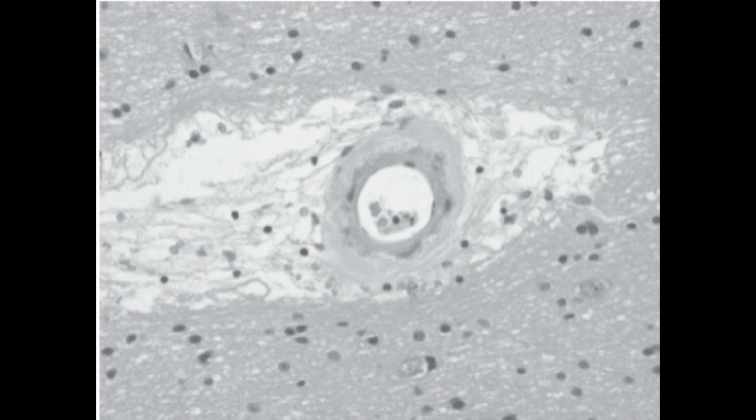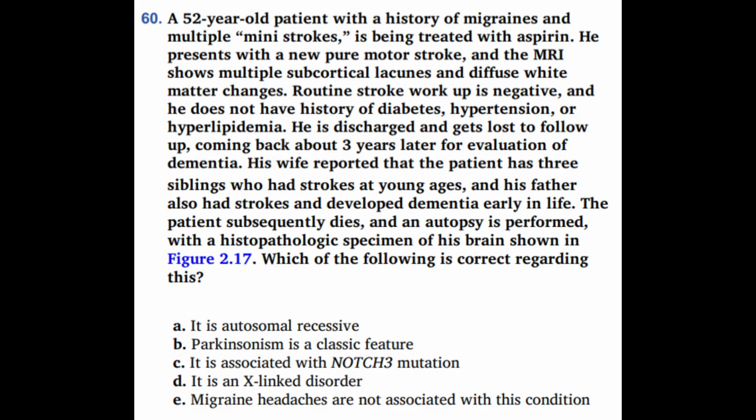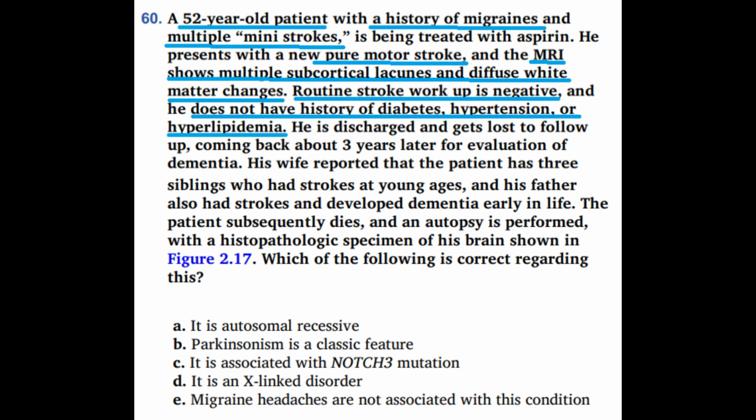What do you think? 90% of the time, a good clinical history will give you the right diagnosis. So, let us start with the patient. We have a 52-year-old man with a history of migraines and several mini strokes, likely transient ischemic attacks or lacunar strokes. We are told that he presents with a pure motor stroke. An MRI shows multiple subcortical lacunes and diffuse white matter changes. Now, you did a routine stroke workup and it was completely negative. There's no hypertension, no diabetes, and no hyperlipidemia.